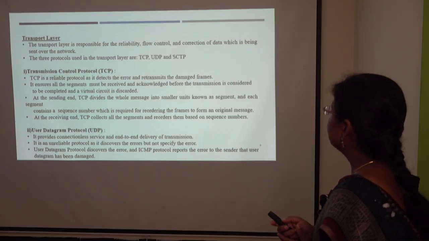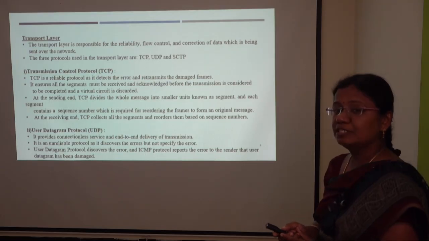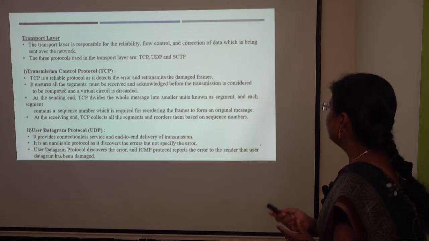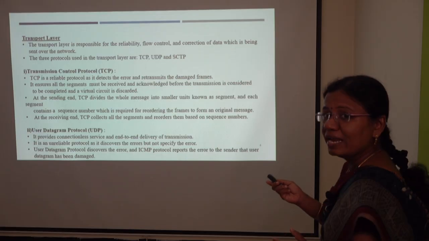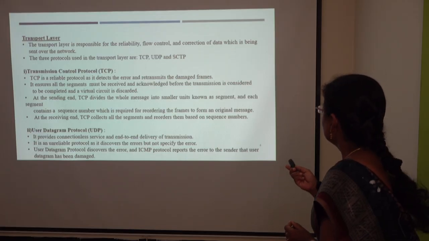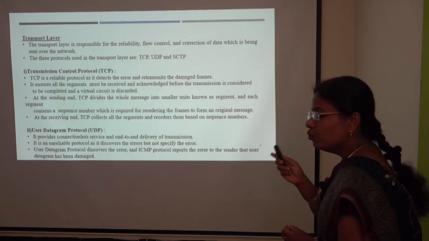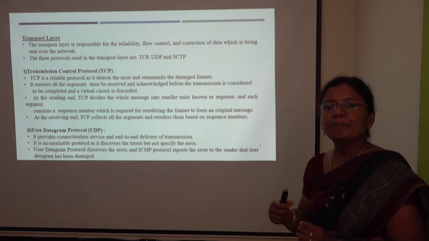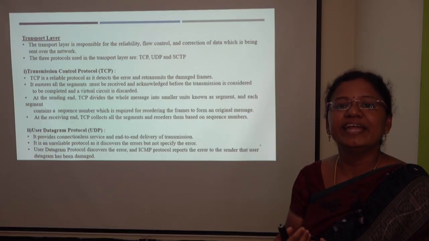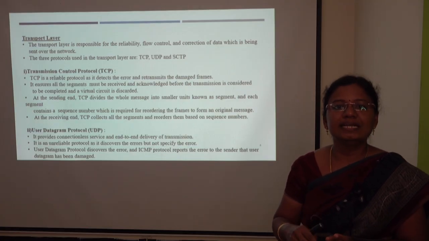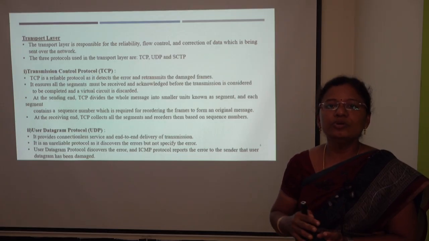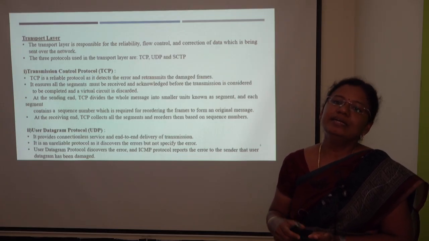The next protocol is User Datagram Protocol. It is a connectionless protocol which provides end-to-end delivery. It is an unreliable protocol because there is no connection in UDP. In this UDP protocol, the packets are transmitted in the form of datagrams. Finally, when transferred from the source, they take different paths and reach the destination.